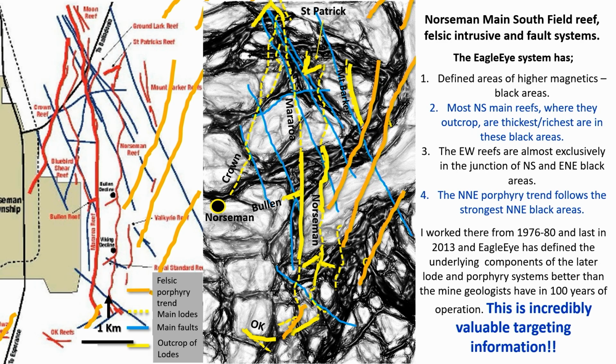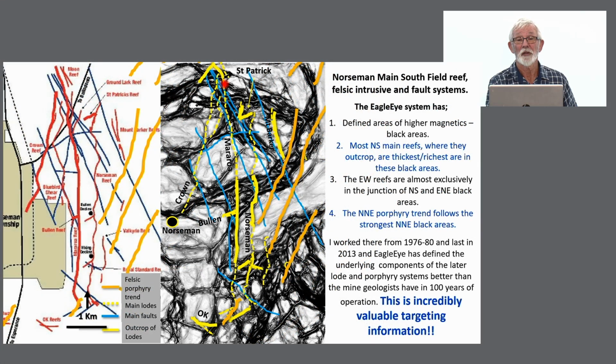The main lodes sit down through there. Once again, they don't show up particularly well. That's the crown lode on a slightly different direction, Mararoa and Norseman lodes. I thought, well, they're very thin. Wouldn't expect to be able to really see them.